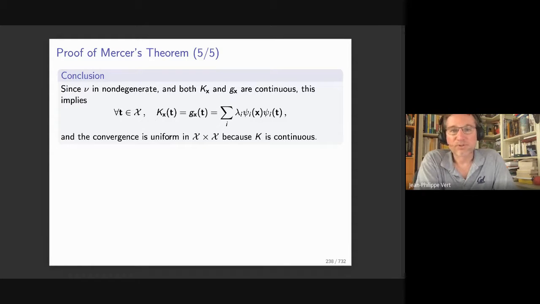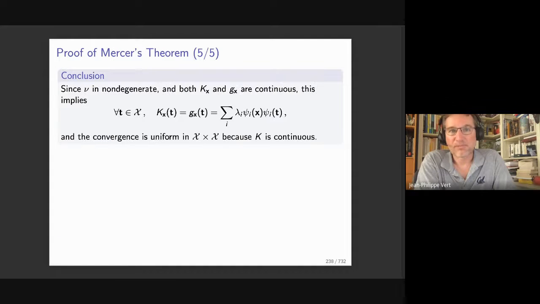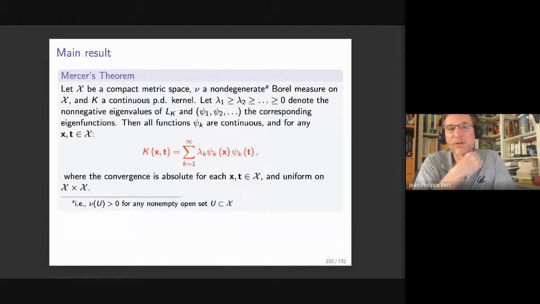And the convergence is uniform because k is continuous. All right, so this concludes the proof. You see, it was a bit technical to have all the details correct, but this shows us that the value k of x,t, if I come back to the statement, we finally have that k of x,t as a number is equal to the limit of a series: the sum of lambda k, psi k of x, psi k of t.